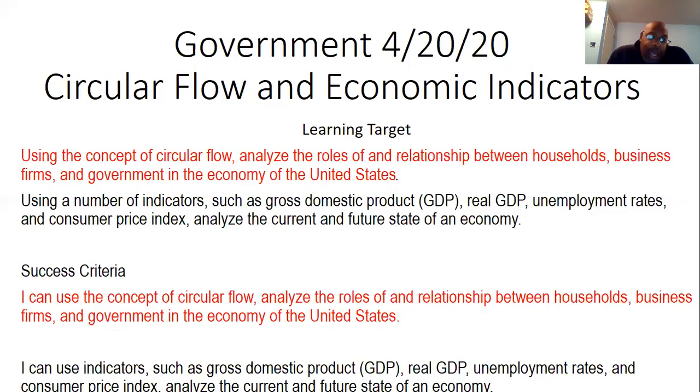Okay, so here's what we've got: the circular flow method and economic indicators. We're using the circular flow model to analyze the roles of and interpret the relationships between households, businesses, and governments in the economy of the United States. And the second half is we're going to use economic indicators such as gross domestic product, real GDP, and unemployment rates. Our success criteria: I can use the concept of circular flow to analyze the roles and relationships between households, businesses, and governments of the economy. And I can use economic indicators such as gross domestic product, real GDP, unemployment rates, and consumer price index, and analyze the current and future state of the economy.